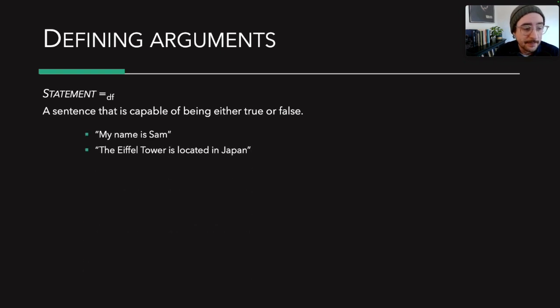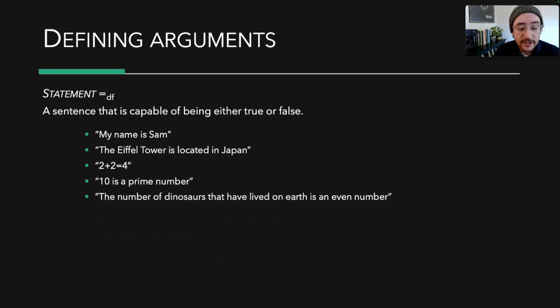My name is Sam. The Eiffel Tower is located in Japan. 2 plus 2 equals 4. 10 is a prime number. The number of dinosaurs that have lived on Earth is an even number. Intelligent alien life currently exists within our universe. Every single one of these is a statement because every one of these is capable of being either true or false.